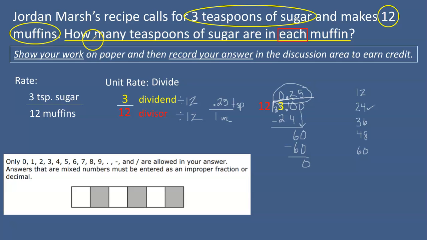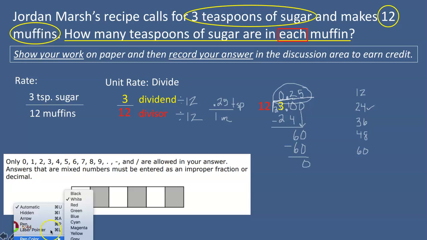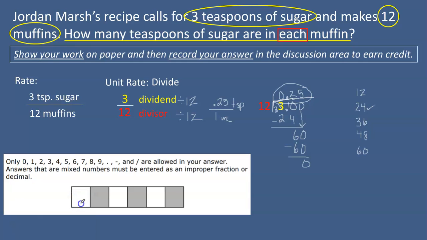So let's make sure we answer the question. How many teaspoons of sugar are in each muffin? Well, 0.25 teaspoons for every 1 muffin. So now I'm going to record this in the gridded area. I'm going to switch colors so you can see this. And I'm going to write 0.25. Oops. Pretend that just looks like a 2. Sorry about that. So 0.25 is my answer.